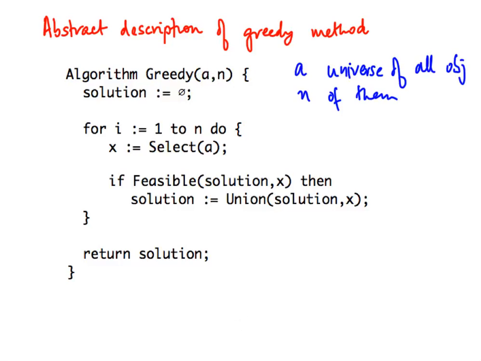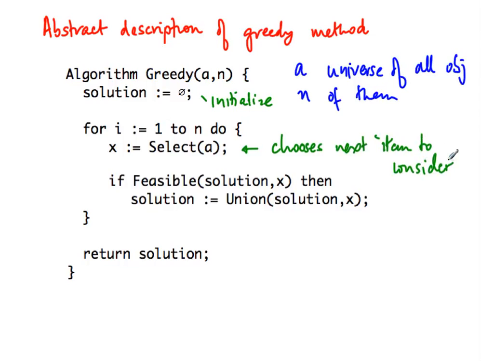So what we do is we start by initializing the solution to be empty. So we initially have selected nothing. Now all the magic in greedy happens because of this function which chooses the next item to consider. In the change making problem, we chose the next highest denomination note that we have not seen before, and in the task scheduling problem, we chose the next task in order of starting time.